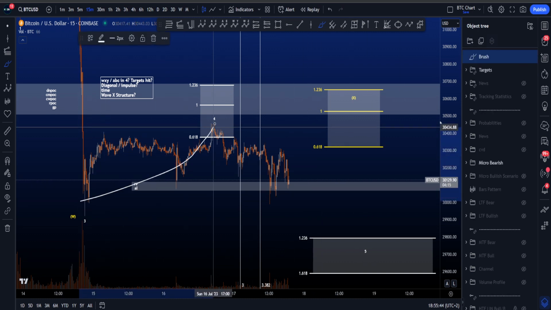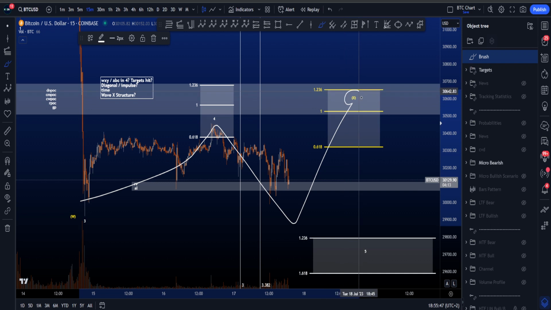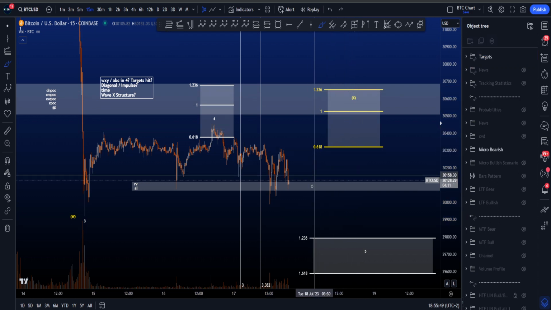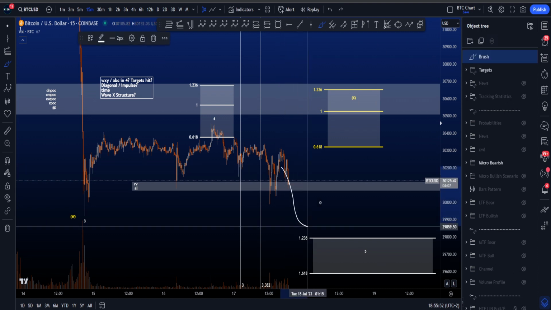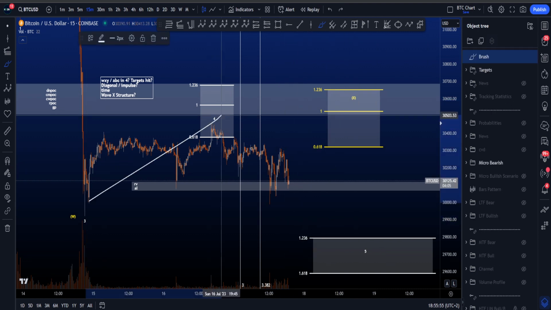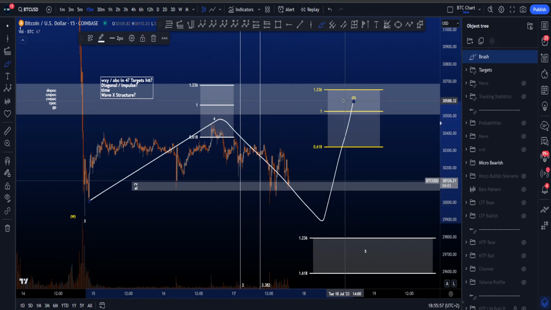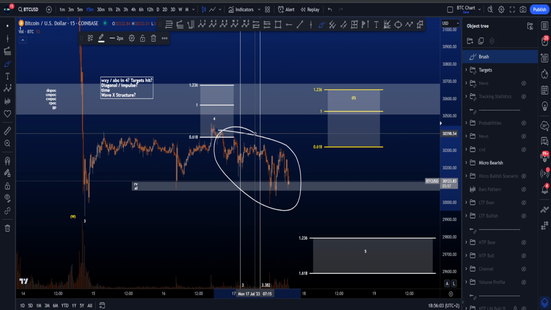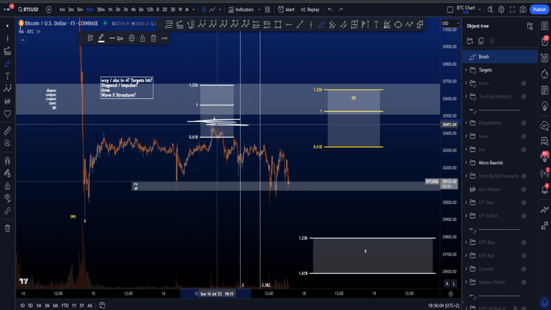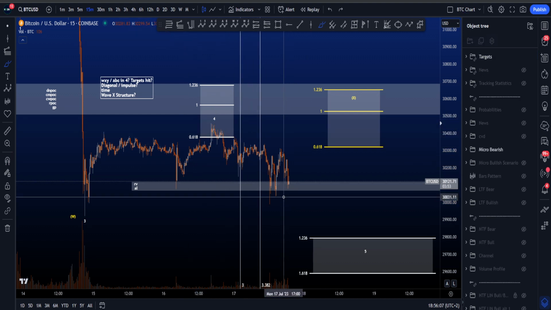It could potentially be an expanding flat A, B, and then a C in wave X, but then that means we're not going down and staying here for a very long time, but it's going to be more like a wick and then back up in an A, B, and then a wave C, because that's also a pattern that can exist in a wave X.